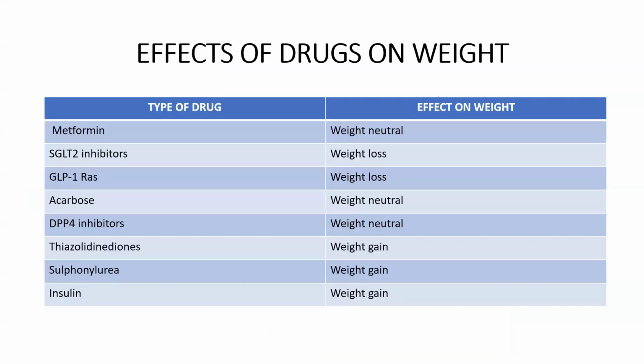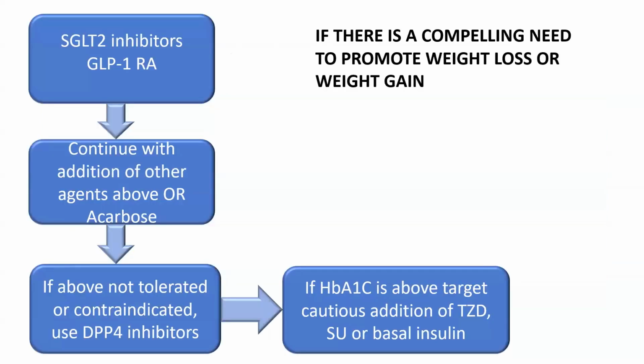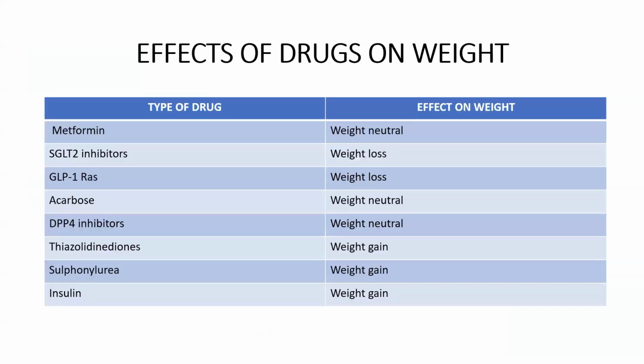Why? Because, as you see here, metformin is weight neutral, acarbose has a weight neutral effect, and DPP-4 inhibitors have a weight neutral effect. I'm sorry, earlier I said SGLT2 and GLP-1 receptor agonists were weight neutral, but they have a weight loss effect. This is if you need to promote weight loss in a patient. So these SGLT2 inhibitors and GLP-1 receptor agonists have a weight loss effect. All others have a weight gaining effect.